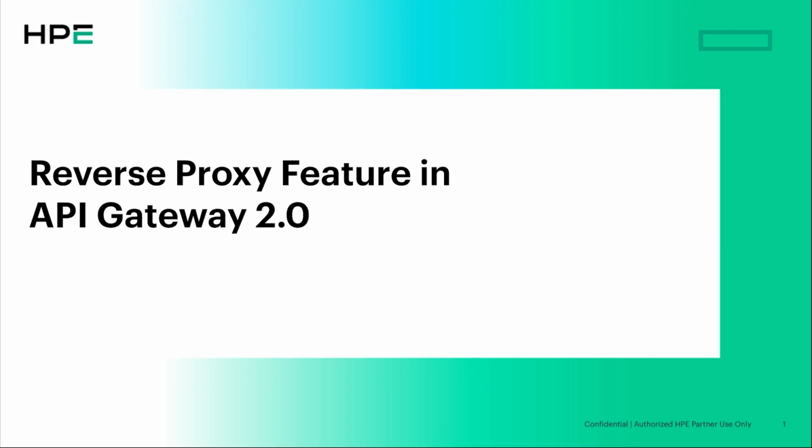Hi, in this video we will explore the reverse proxy feature of the API gateway and demonstrate how to configure it to forward incoming requests to backend microservices. These microservices can run on either TCP or Nonstop IPC protocols. Let us dive in with a practical example.